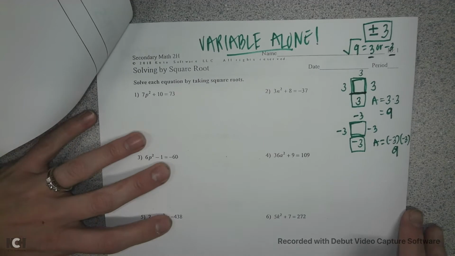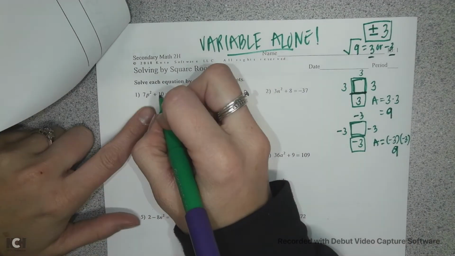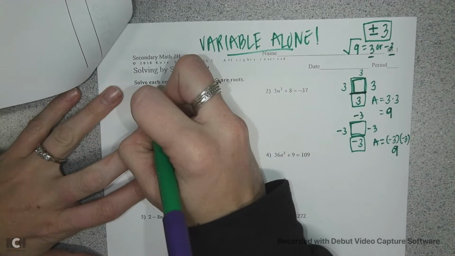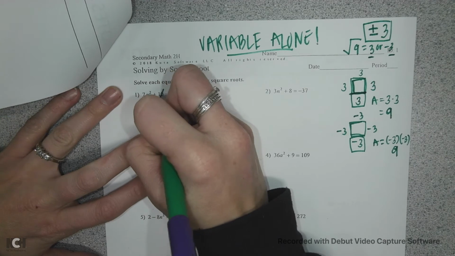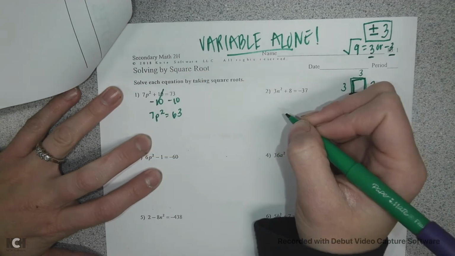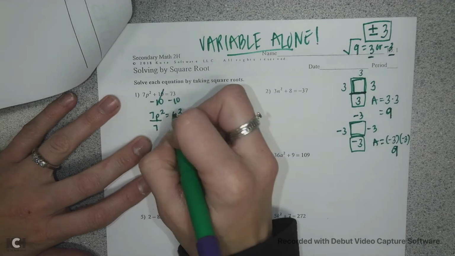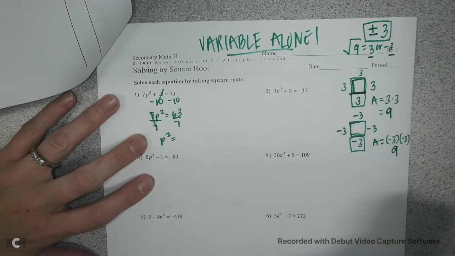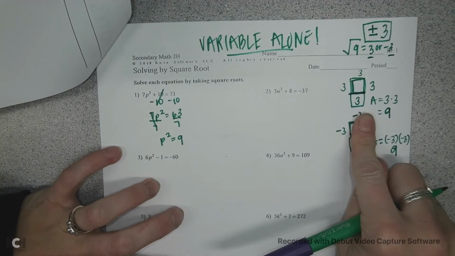Okay, so we're trying to get our variable by itself, so we need to do the opposite of plus 10. So we're going to be subtracting by 10 on each side. So now we have 7p squared equals 63. Okay, so we need to keep solving, so we're going to divide each side by 7, and p squared equals 9. Well, this just falls in line to what we just did.